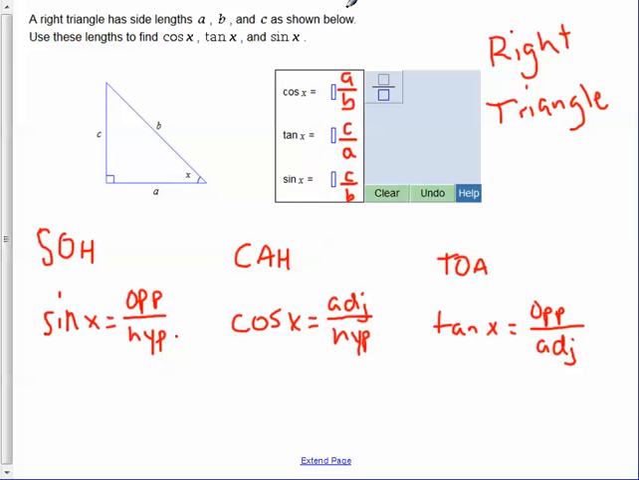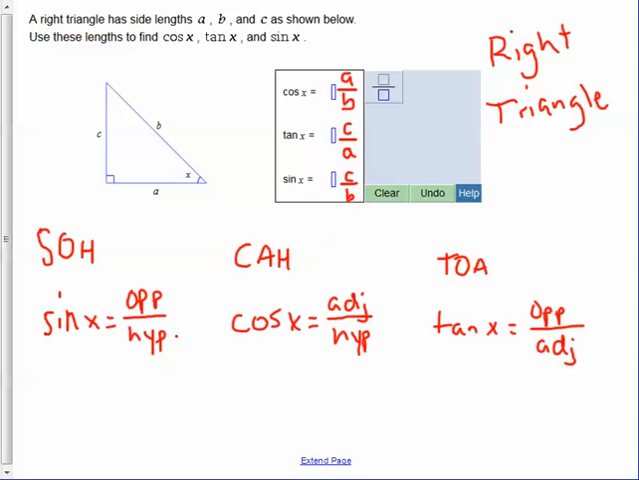Now the order is going to be different every time that you do these, but we still use these three ratios. Now if our angle was on the other side, so if we were looking at this top angle here in the triangle, then the opposite and the adjacent sides would be different. So this would be our opposite side, and then that would be our adjacent side if we were looking at this angle as our x. So that's the first one.